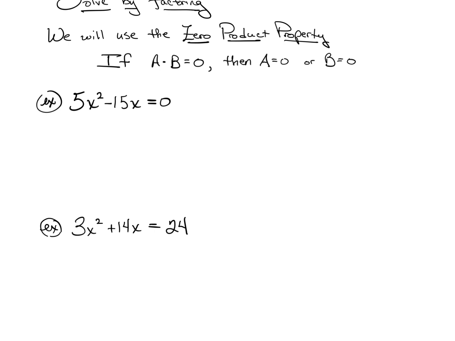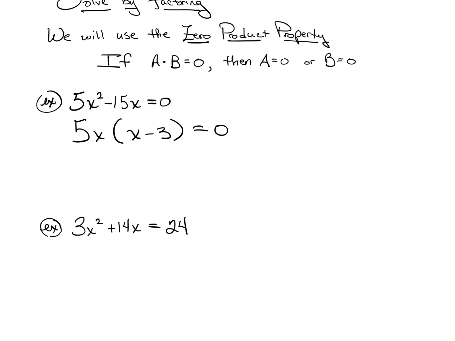So this one is a pretty easy example. It's a quadratic, but you can basically factor out the greatest common factor. So if we were to factor this, we can factor out a 5x, and that leaves us x minus 3. Okay, so it factored pretty easily. So in this case, if we're considering the zero product property, 5x right there would be your A, and x minus 3 would be your B. These are your two factors right here.